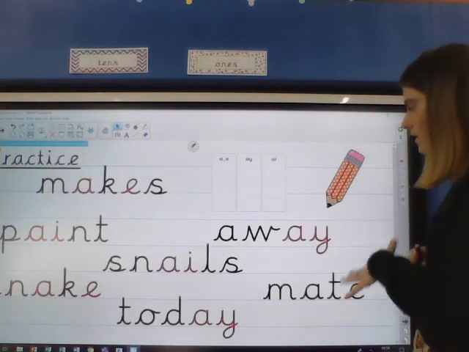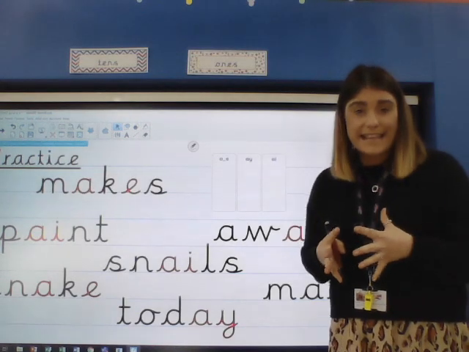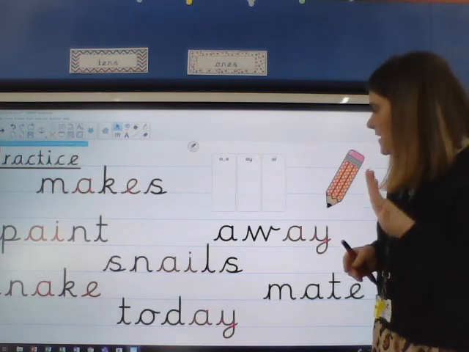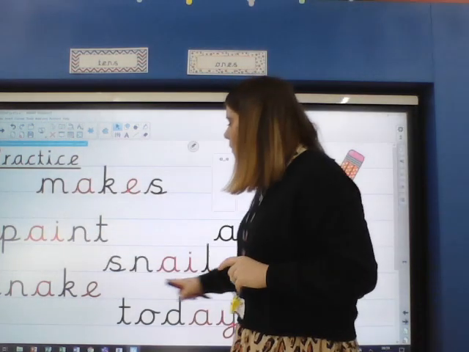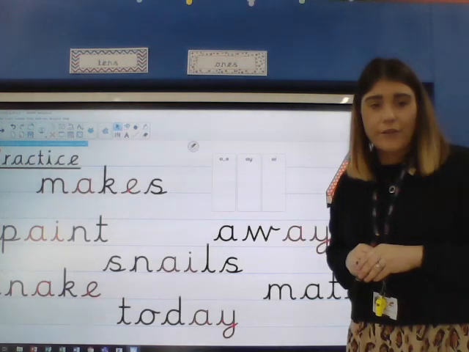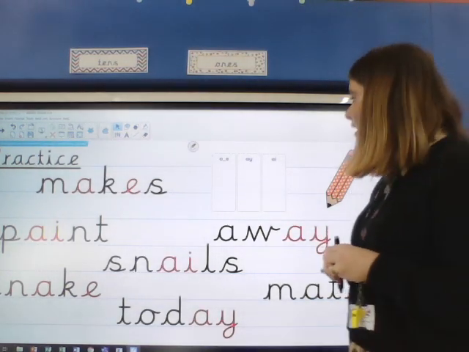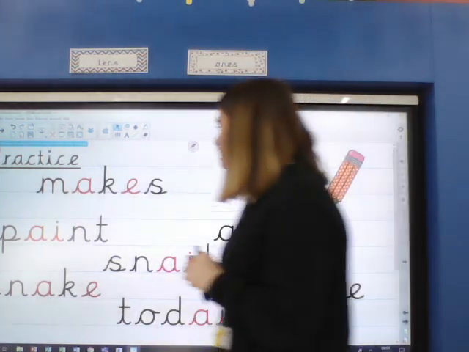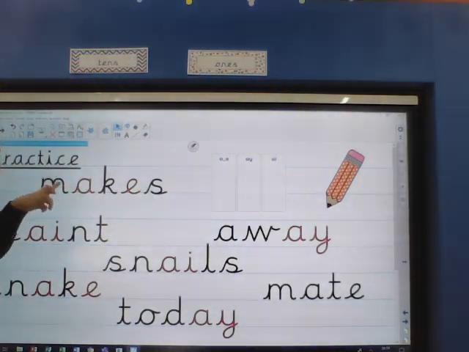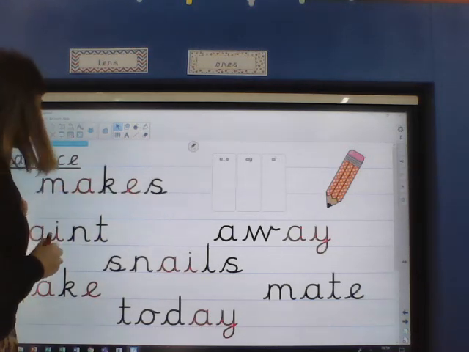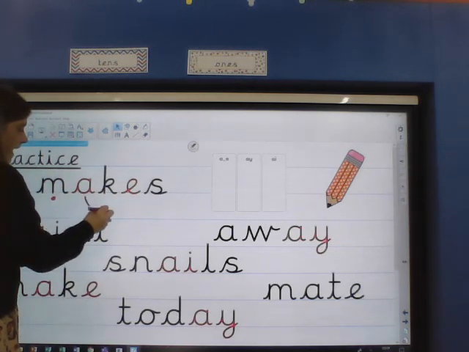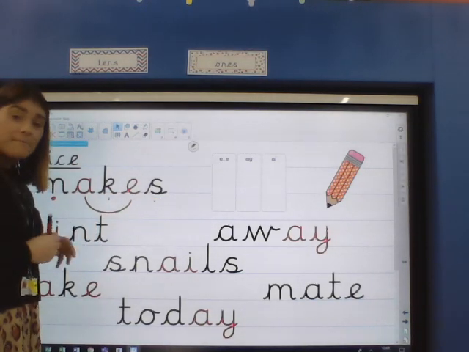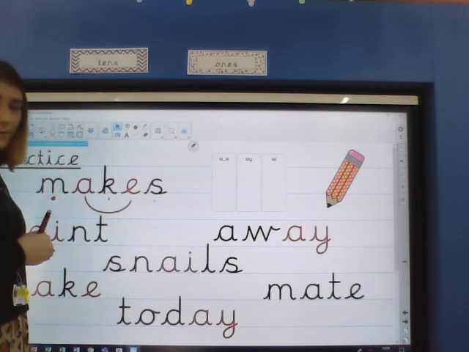So Mrs. Wood's got lots of words on the board. They're all making the same sound. They're all making A. So they've all got the A sound in them, but they are written in different ways. So let's have a little look at reading them together and recognising which grapheme is making that A sound. So let's start over here. I've highlighted the grapheme in red. Okay, so we've got A, makes. And this is my A split diagraph.